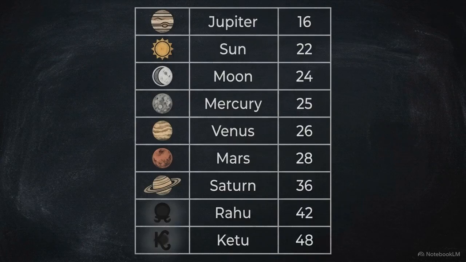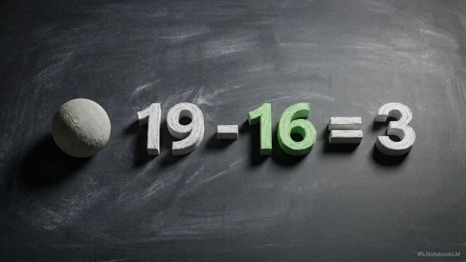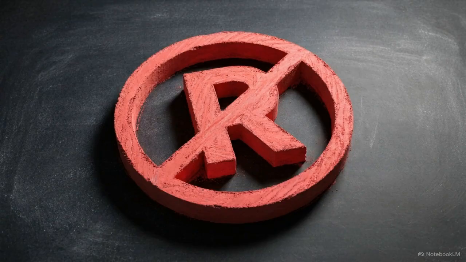Jupiter activates at 16, the Sun at 22, the Moon at 24, Mercury at 25, Venus at 26, Mars at 28, Saturn at 36, Rahu at 42, and Ketu at 48. For the final formula, you simply take the exact degree of your chosen planet and subtract its corresponding fixed age from this master list. One crucial rule here: do not adjust the degrees for retrograde or direct motion.